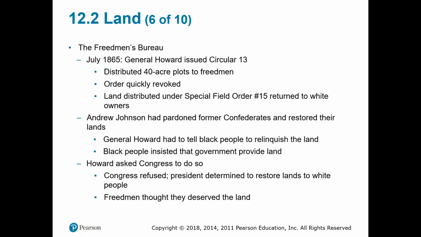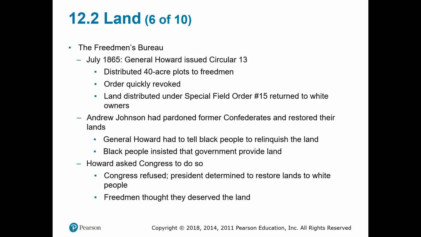All right. So Black people insisted the government provide land, which is true, because if you are concerned with the welfare of the people, welfare, faring well, and you know how important land is, it's the government's job to provide that land, and they did not. Congress refused. The president determined to restore lands to white people.